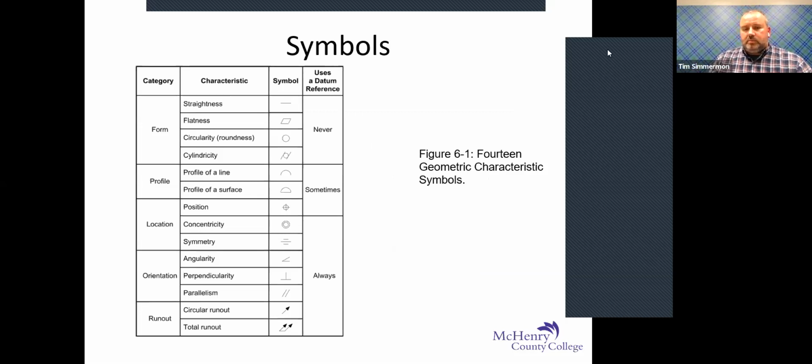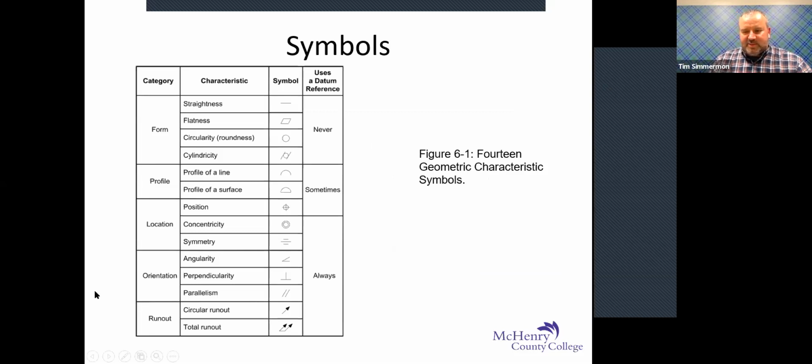All right, here's the symbols. So everybody can see the symbols now? Yep. That's all good. Perfect. So really, this is also in the book as well too. I'm looking up the page number right now. Page 64 in your book.